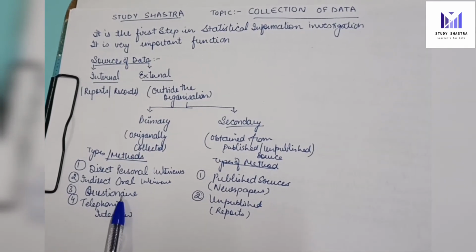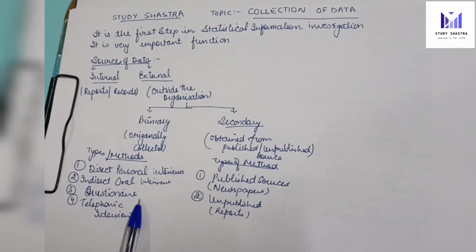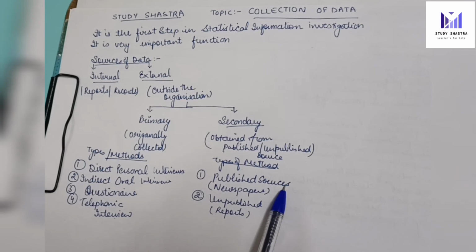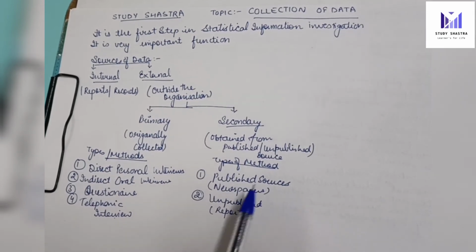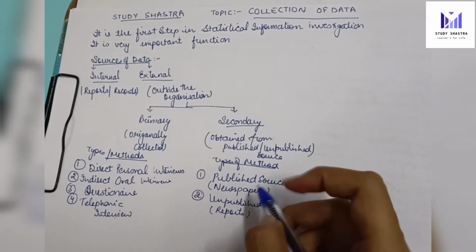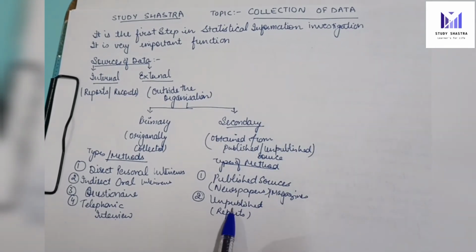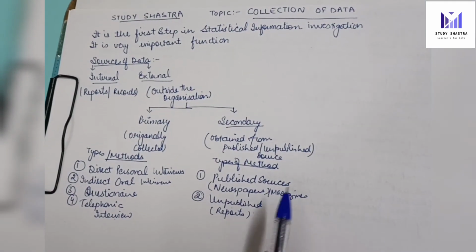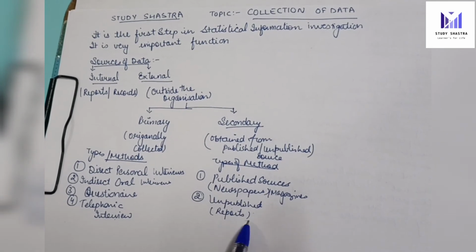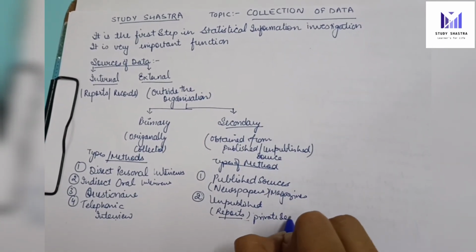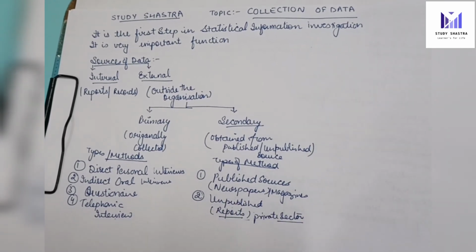There is also a questionnaire included in primary data. If we are talking about secondary data, it includes published sources and unpublished sources. Published sources such as newspapers and magazines are included in it. Whereas unpublished secondary sources mean those reports which are made by the private sector, and that's why we call them unpublished.